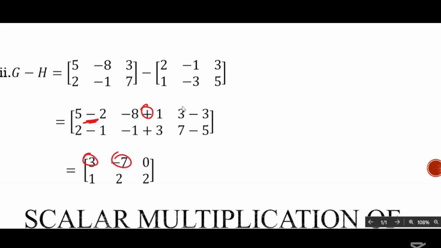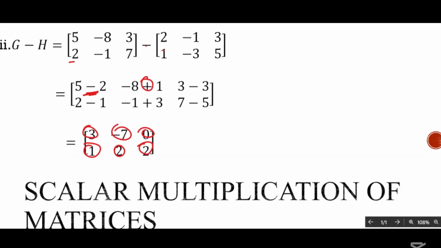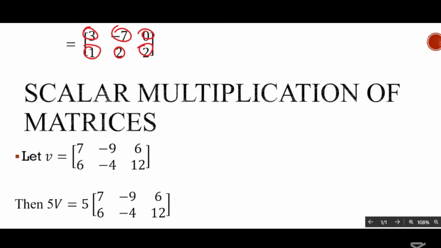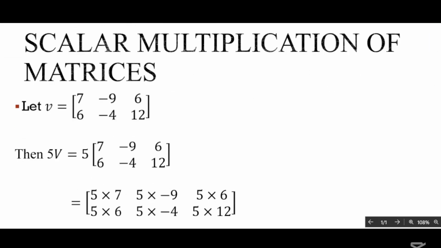And then 3 from 3, which is 0. And then 1 from 2, which is 1. The negative, negative gives us positive, so negative 3 plus 1 gives us negative 2. Then 7 minus 5, which is 5 from 7, gives us 2. Great. Now let's talk about scalar multiplication of matrices.